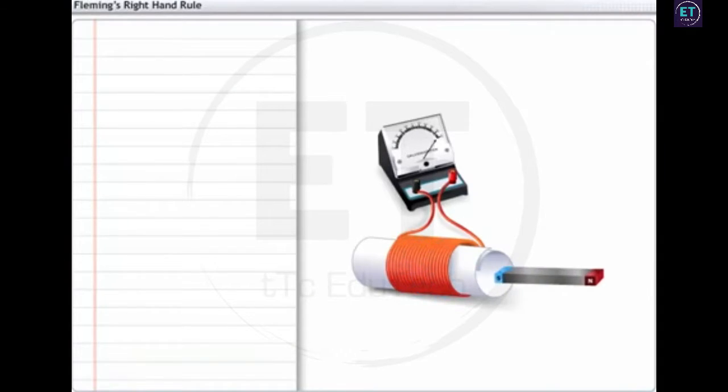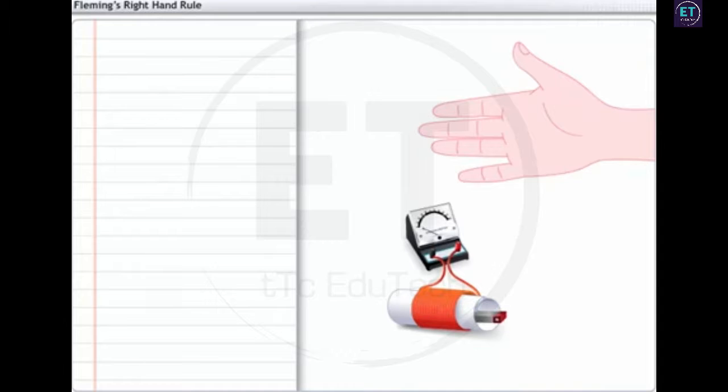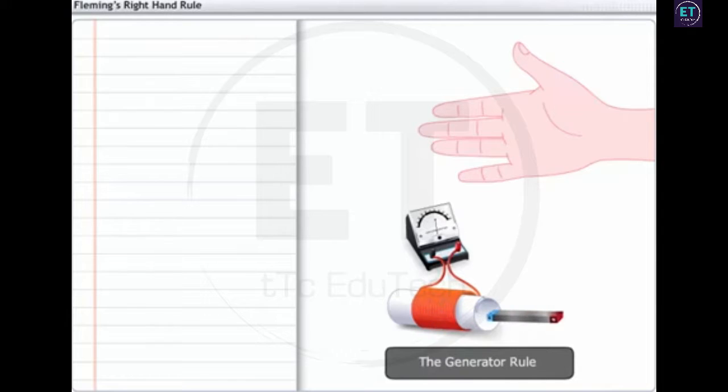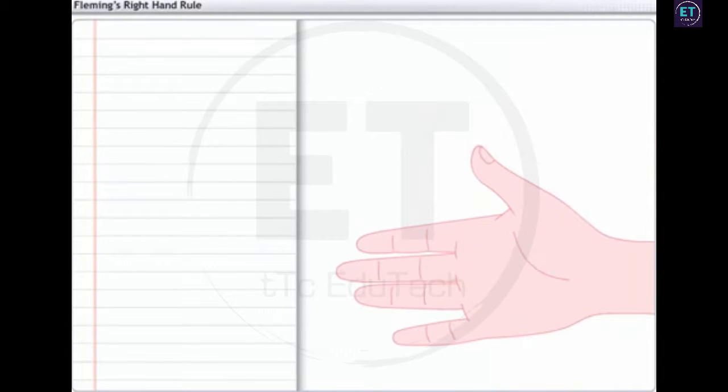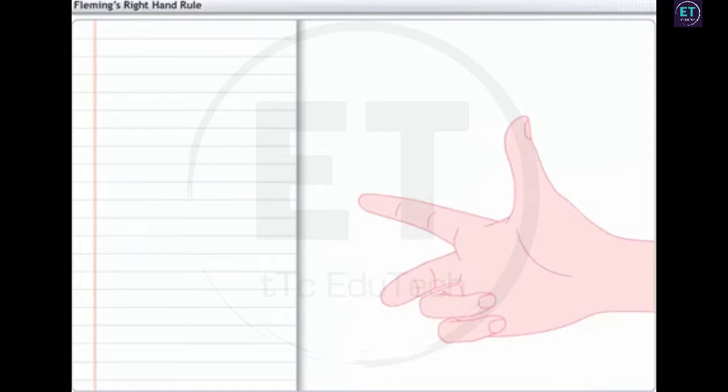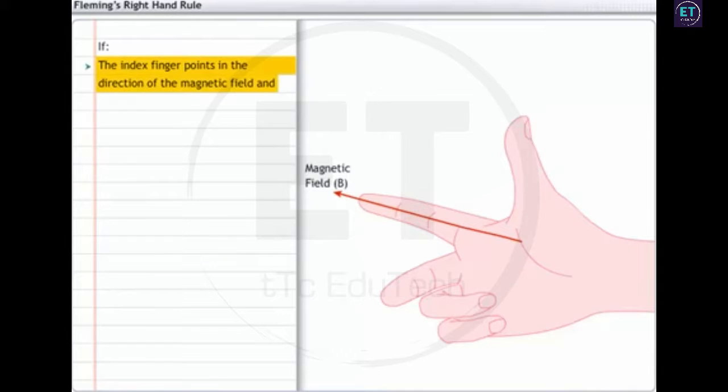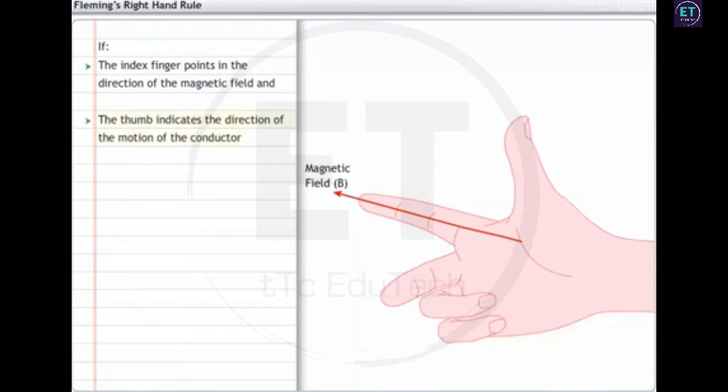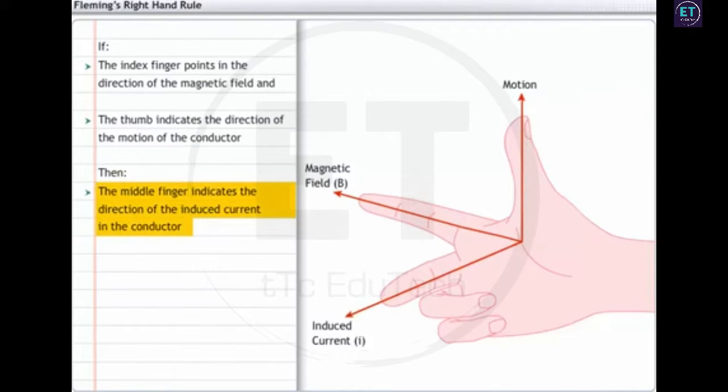You can determine the direction of the current induced when a conductor moves in a magnetic field using Fleming's right-hand rule. This rule is also known as the generator rule. To use Fleming's right-hand rule, stretch the thumb, the index finger and the middle finger of your right hand so that they are at right angles to each other as shown. If the index finger points in the direction of the magnetic field and the thumb indicates the direction of the motion of the conductor, then the middle finger indicates the direction of the induced current in the conductor.